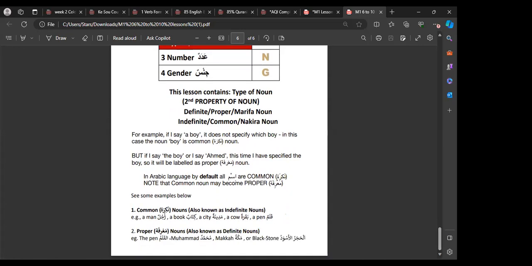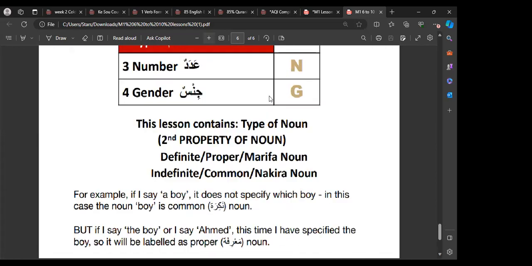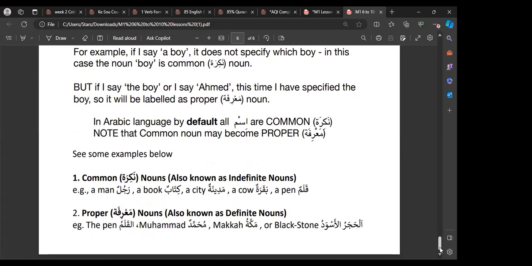Some examples below. Nakira nouns. We'll start from the right. Qalamun. Indefinite, common, or unknown. Qalamun, a pen. Baqaratun, a cow. Madinatun, a city. Kitabun, a book. Rajulun, a man.